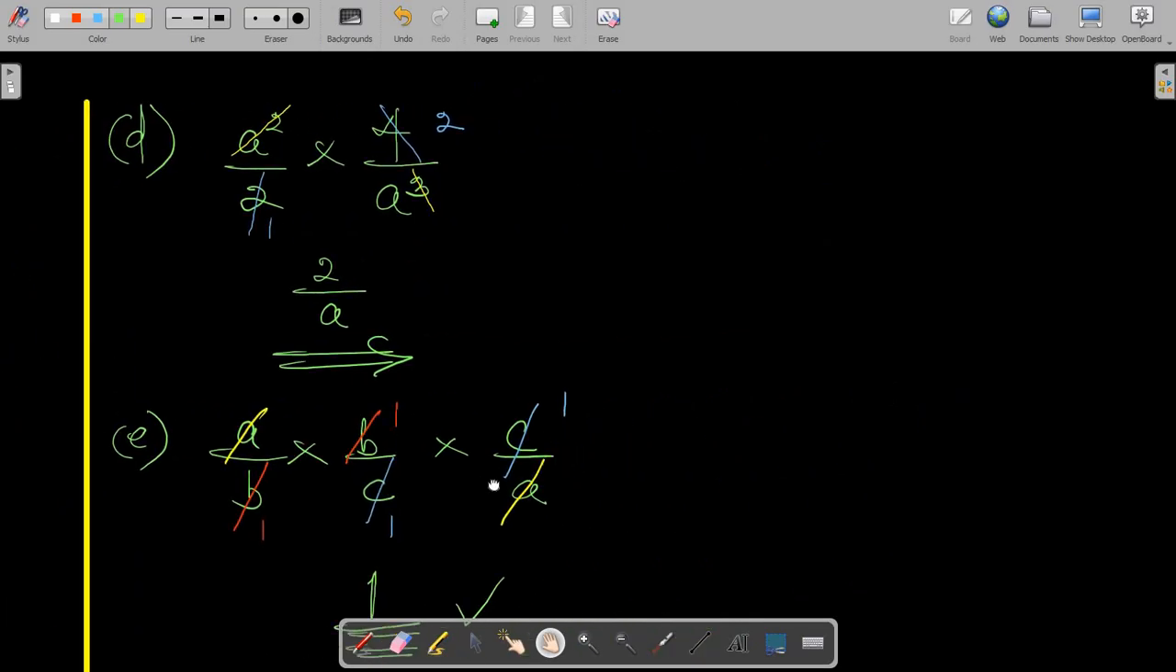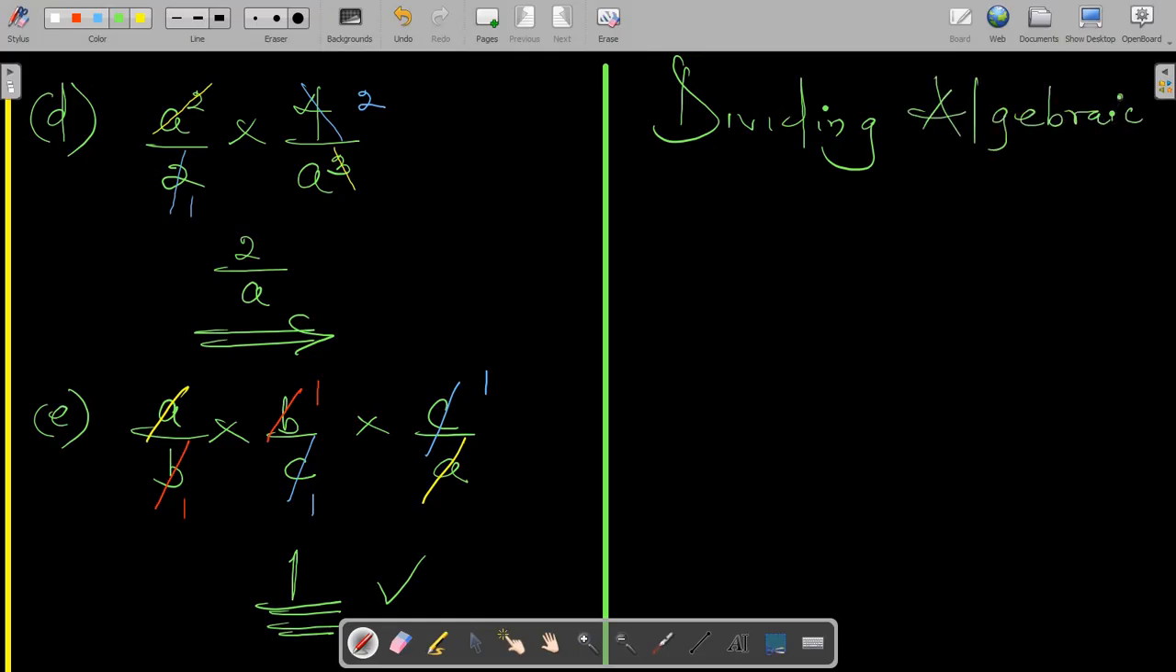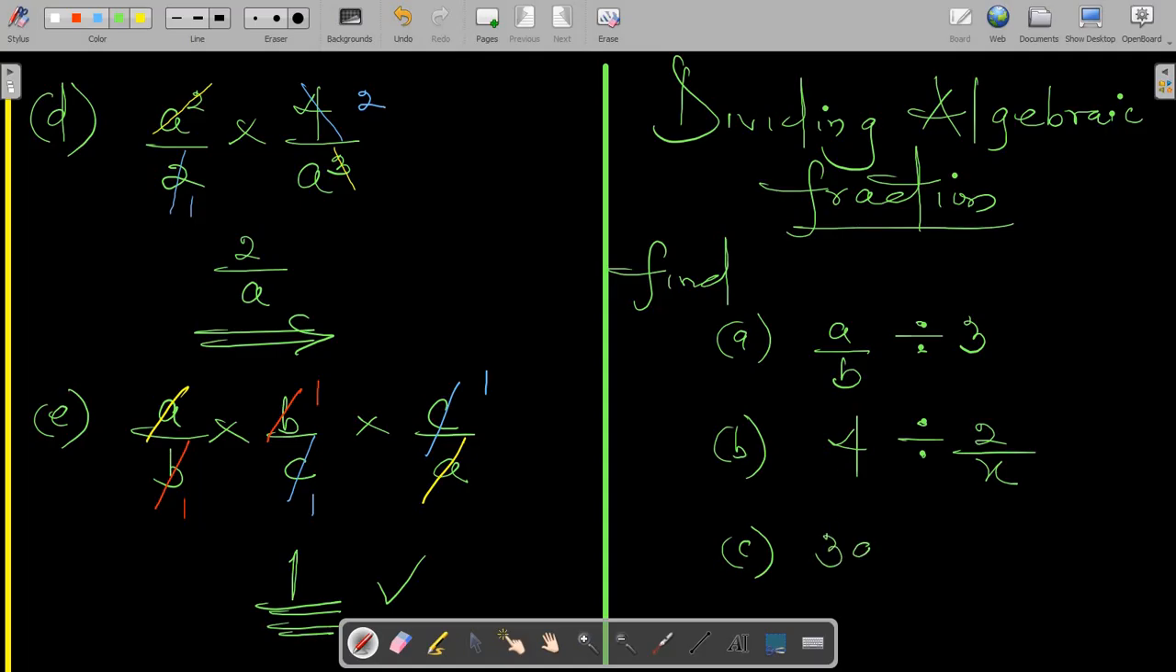Now let's move on to the next aspect of fractions. We now have dividing algebraic fractions. We are through with multiplication, so let's take dividing algebraic fractions into consideration. Find: question A, if you are given a all over b divided by 3. Question B, we have 4 divided by 2 all over x. Question C, if you are given 3a all over 4 divided by a squared divided by 2.